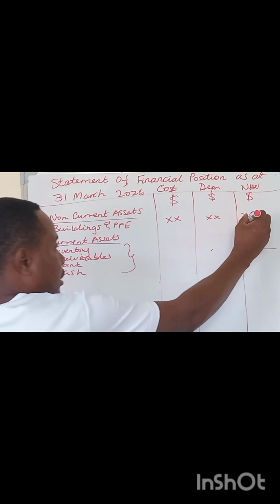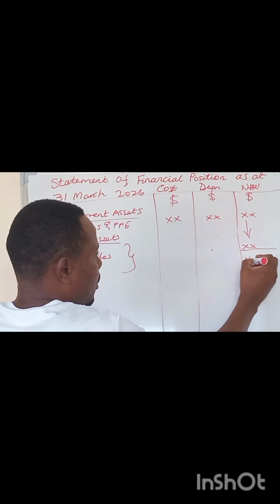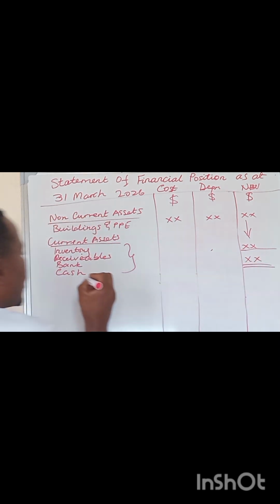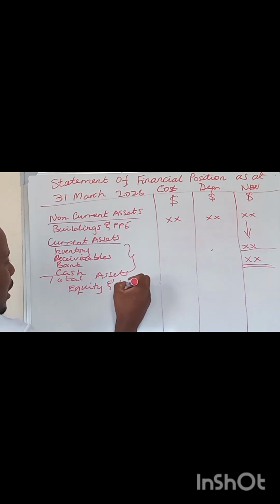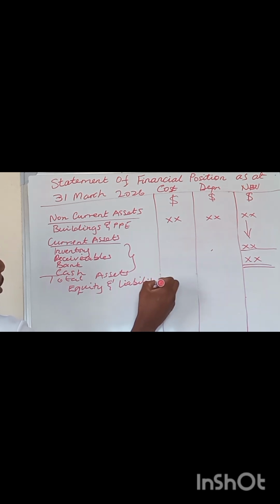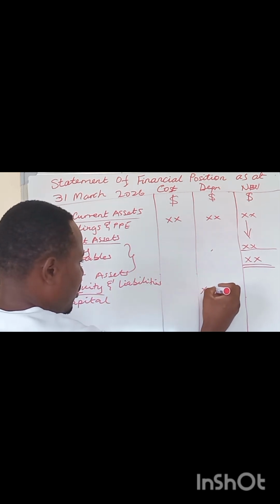So we now add our non-current assets and current assets, so that we have our total assets here. So after adding, we have total assets. From total assets, we're now going to equity and liabilities. What the owners own in that business, equity and liabilities. If it is a small business, on equity, that's where we have capital, the money which was invested by the business owners.